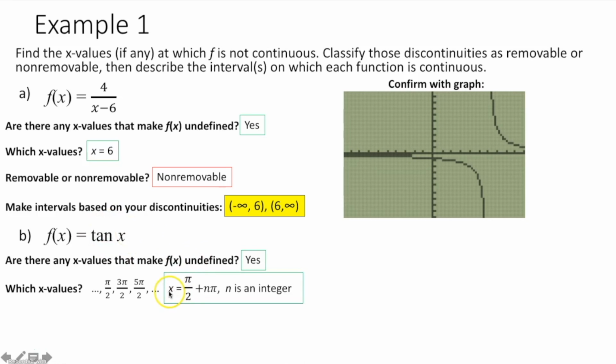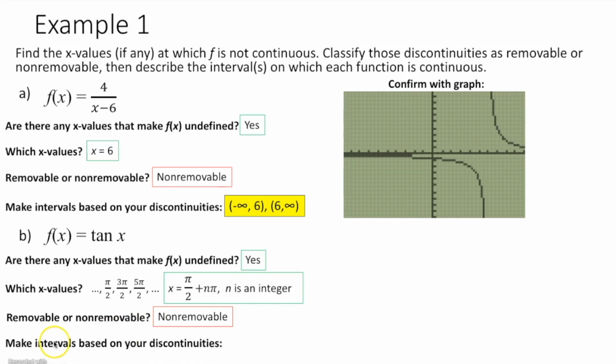So it's going to look something like this. X is equal to pi over 2 plus n pi. So we start with pi over 2, and then we add pi times some integer, which will give us both directions, right? Because integers are both positive and negative. And that will give us every x value for which tan has a vertical asymptote. Now, are these going to be removable or non-removable discontinuities? Because they're vertical asymptotes, they are non-removable.